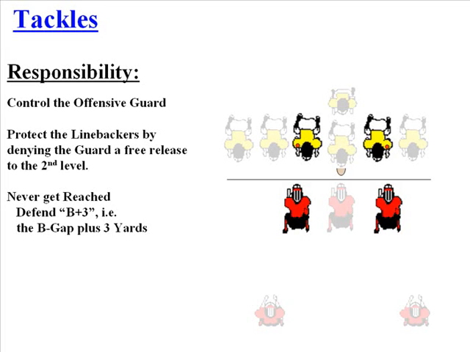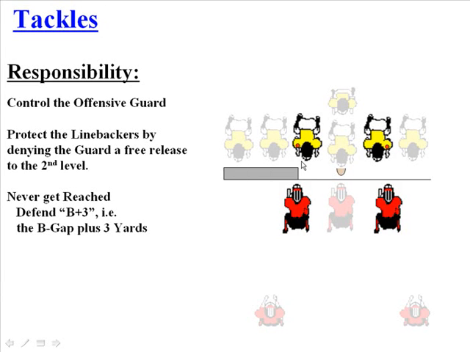Another one is to never get reached. You're to defend the B gap plus 3 yards. Now what does that mean? The B gap is right here. And right here, this is the A gap. And then the B gap coming out here. A and B gap. All right, I can write a little bit. This is the A gap, and then the B gap right there. Okay, you're to defend the B gap plus 3, and you're to never get reached.